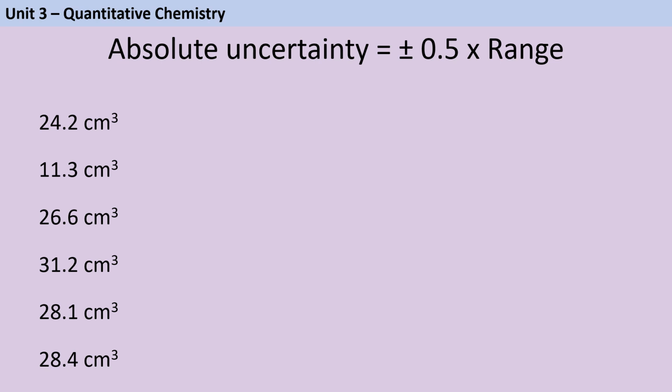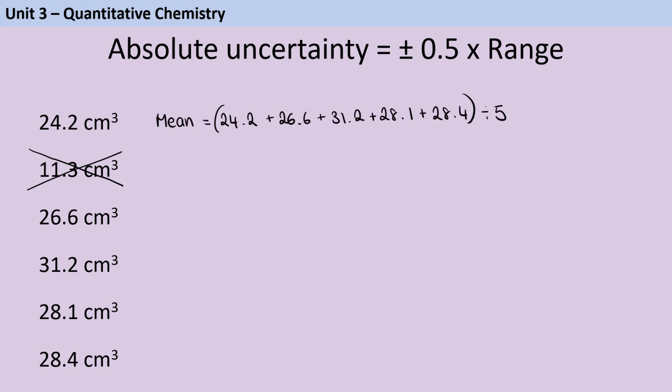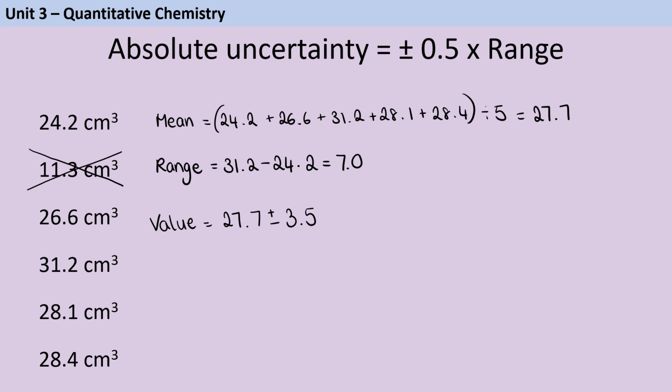So when I'm reporting on a particular value, I can first of all remove any anomalies, and then calculate a mean by adding up all of the pieces of data that are left and dividing by the number of pieces of data there are, which in this instance gives me an answer of 27.7. And then when I'm talking about the uncertainty, I can think about the distance from that mean, or also half the range. So here my range is from 31.2 down to 24.2, which is 7, so half that range would be 3.5. So I would report my value as 27.7 plus or minus 3.5.